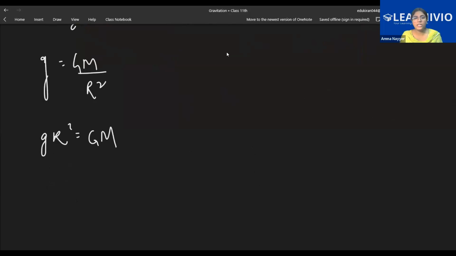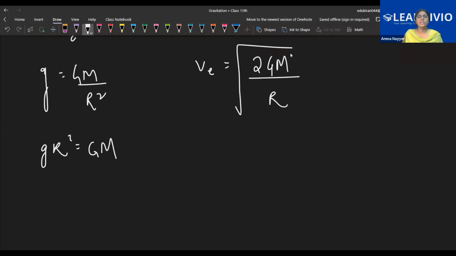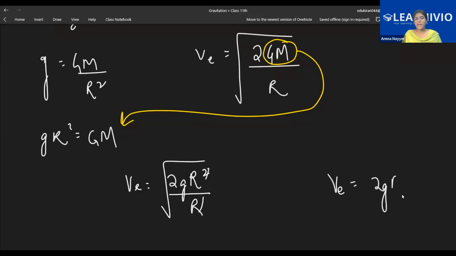So let's put the value. VE is root 2 GM by R. So that GM can be replaced with, see, what is the formula? GM is g R square, R square not R. If I want, I can replace this formula GM with this. So the formula will be VE is equal to root of 2g capital R whole square by R. R gets cancelled. So one more formula that we have is root 2g capital R.